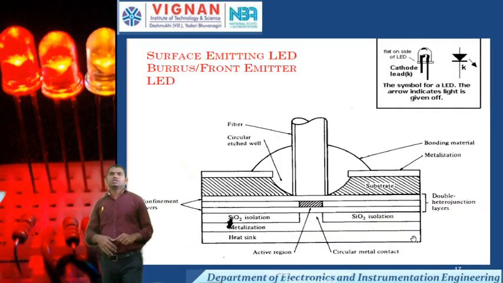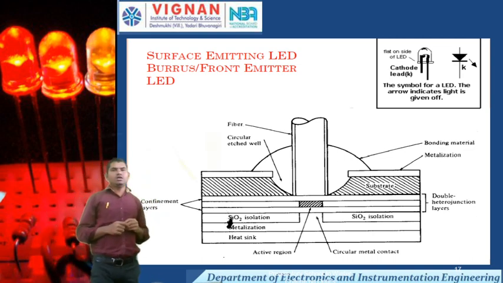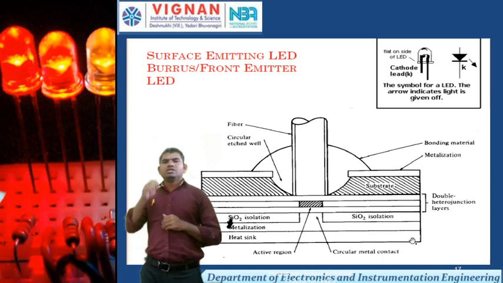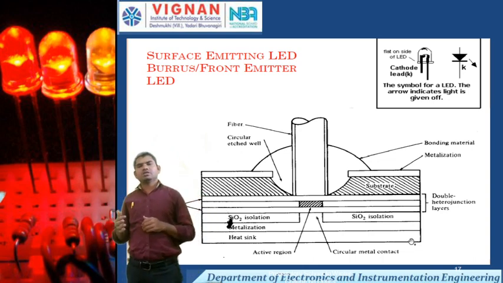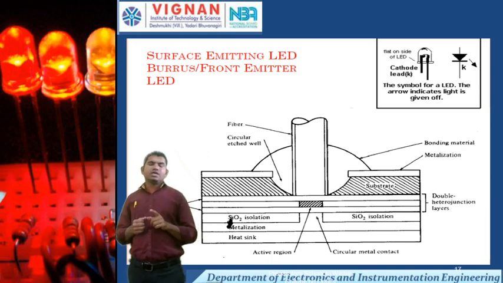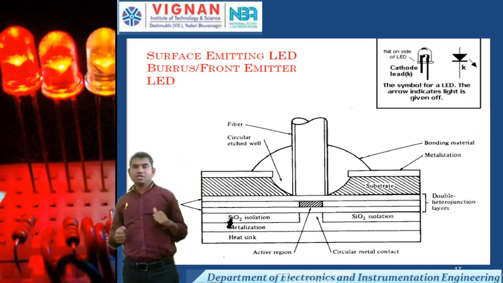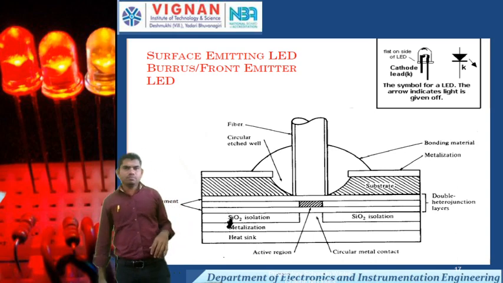First one, that is the surface emitting LED. In the surface emitting LED, how is the structure? In this surface emitting LED or the edge emitting LED, what are the materials we are using? I already discussed in the last class. The materials are silicon, gallium aluminum arsenide or gallium arsenide, and gallium aluminum phosphide, which we use when fabricating this particular LED.